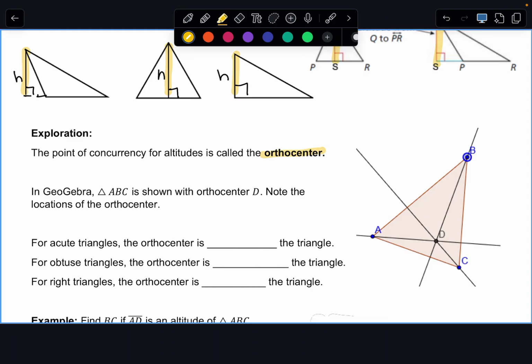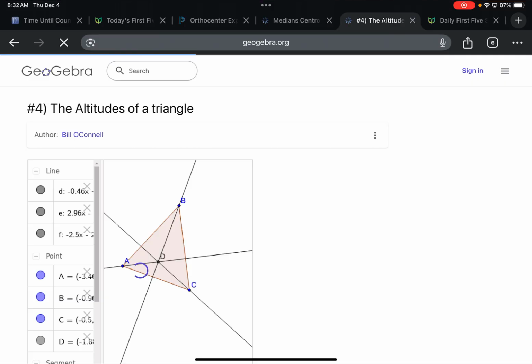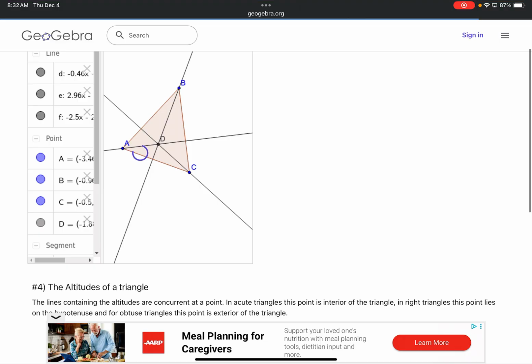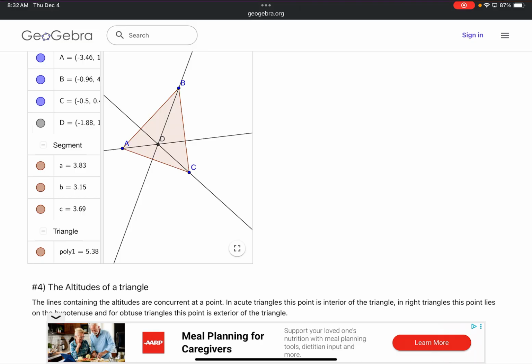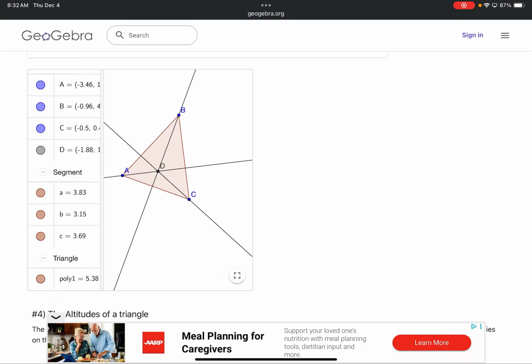Okay? So in GeoGebra, maybe if it'll load, I've drawn all of the altitudes of this triangle. So all of these angles in here are 90 degrees. They intersect a vertex and the opposite side at 90 degrees. We're going to see what happens when I change this triangle. Right now it's an acute triangle.